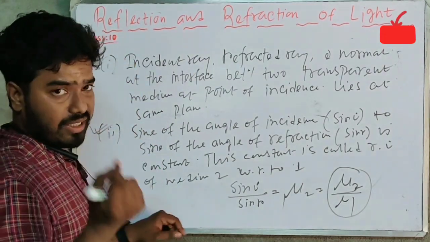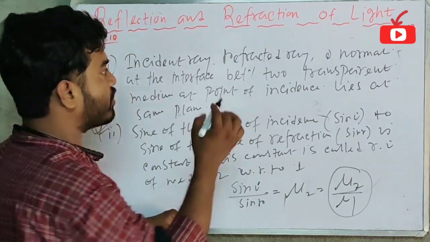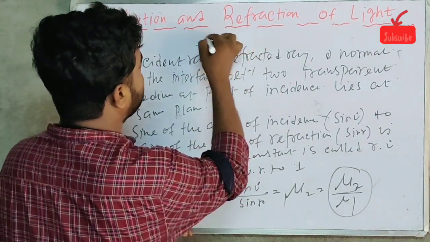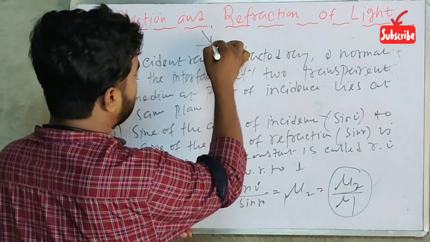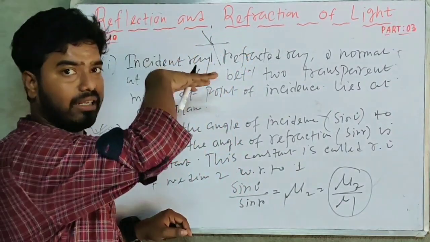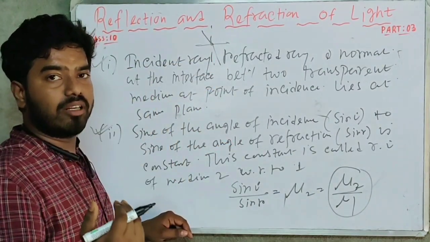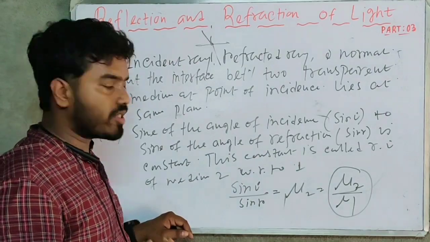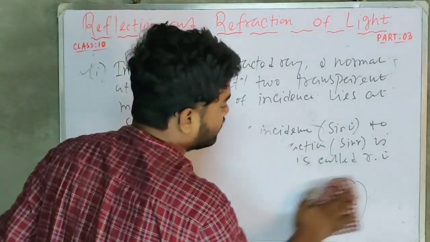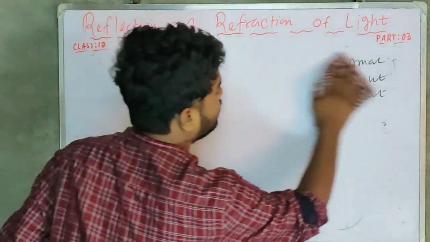First law: the incident ray, normal, and the refracted ray at the point of incidence all lie in the same plane. And the second law: the sine of the angle of incidence to the sine of the angle of refraction always remains constant. Now let's take one example for refraction of light.